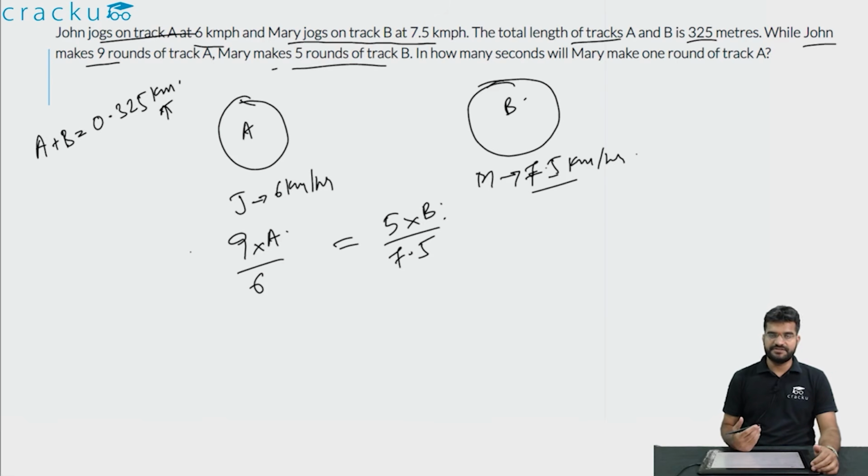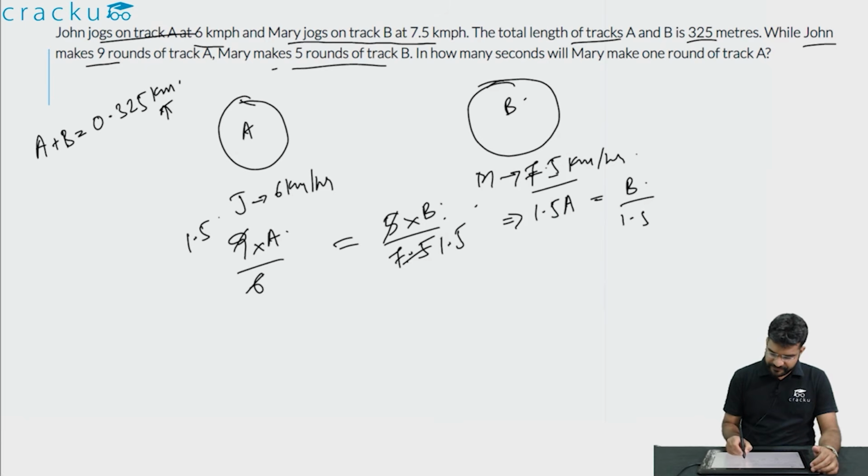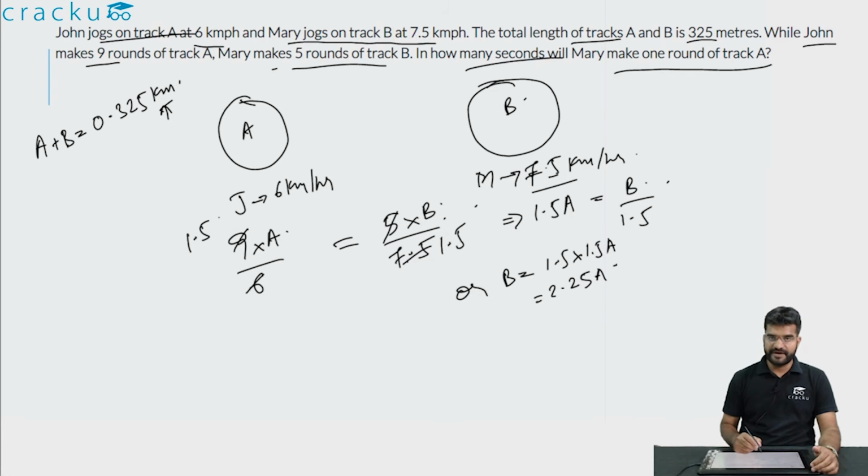Using this, we can find out the lengths of A and B, at least as a ratio. So we can simplify this. 9 by 6 is 1.5 and 5 by 7.5 is 1.5. So what this implies is that 1.5A is equal to B by 1.5, or B is equal to 1.5 into 1.5A. This is equal to 2.25A, which is just the square of 1.5. Now what are we required to find out? We are required to find out in how many seconds Mary will make 1 round of track A.